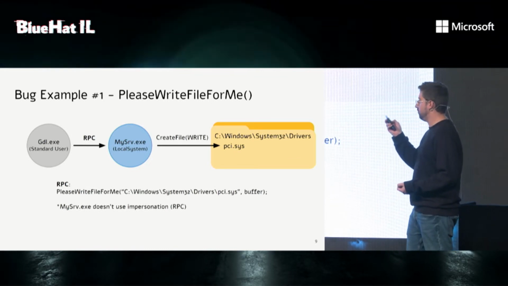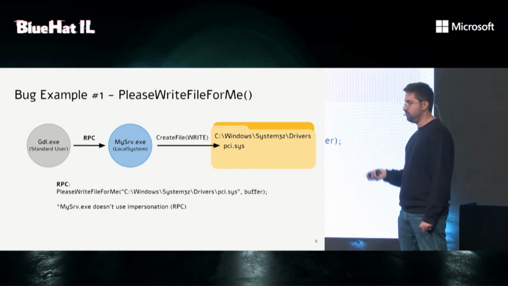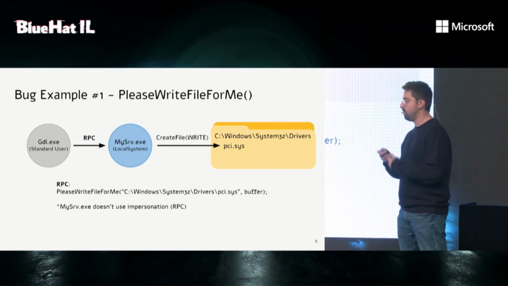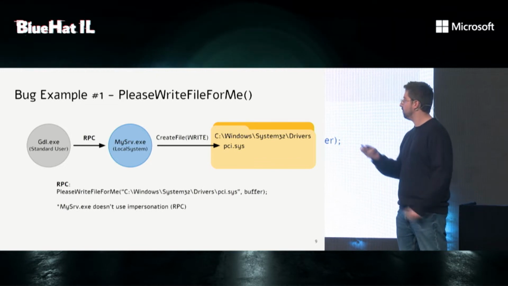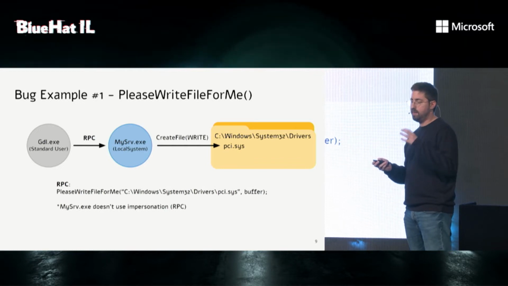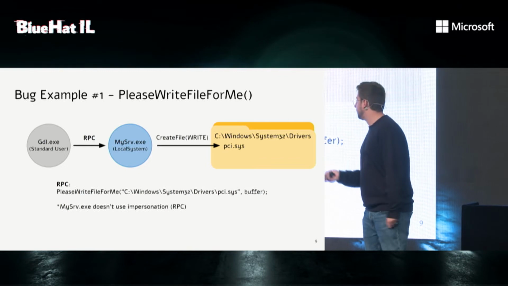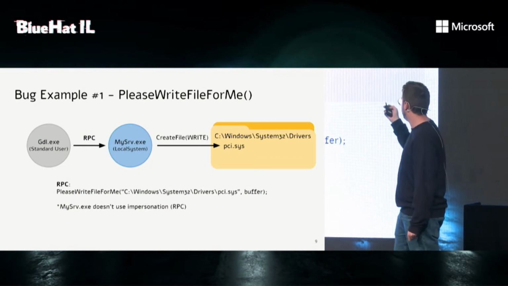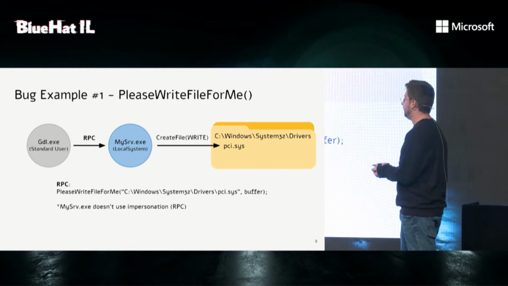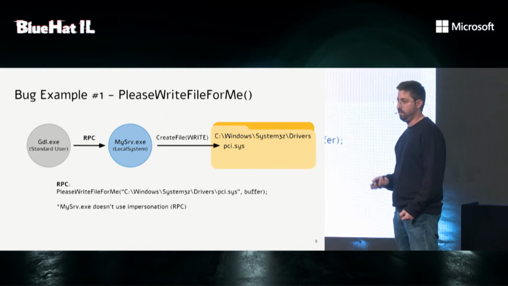And this process runs as local system, and if you're familiar with RPC, you probably know the concept of impersonation, which means that mysrv.exe, when doing certain actions, could swap its token temporarily to the token of the caller, gdl.exe in this case. But let's not dig into this and say that mysrv does not do it. So if gdl.exe as a standard user would call this API and ask mysrv to overwrite pci.sys, it will just do it for him. And this is obviously a security vulnerability because, as I showed you before, as a standard user, you cannot access this file.